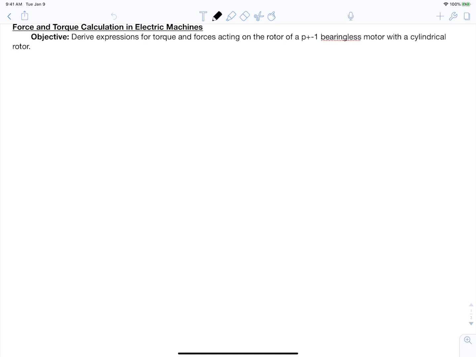The objective of this video is to derive expressions for torque and forces acting on the rotor of a P ±1 pole pair bearingless motor with a cylindrical rotor. Our objective is to come up with the linear force model of a bearingless motor.